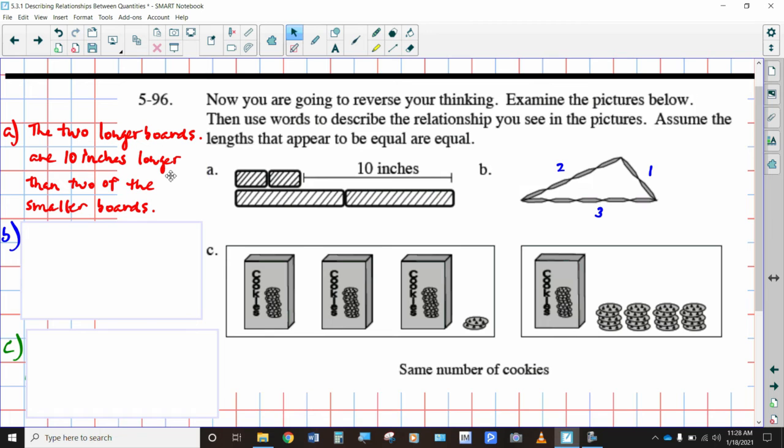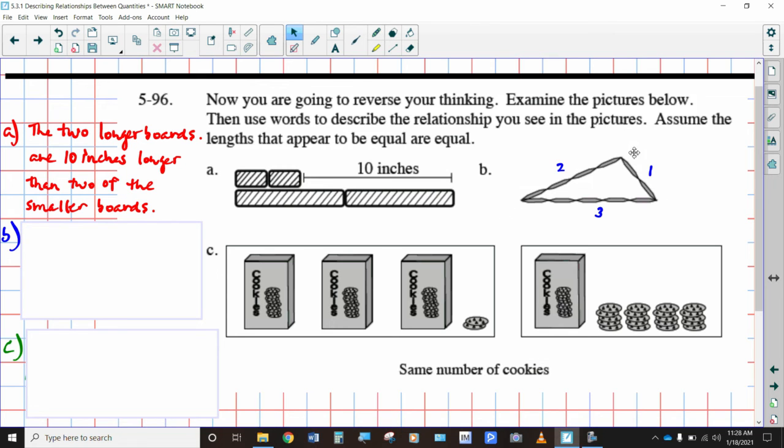So that's what I wrote for my statement to describe that. For part B, we've got three different variables, right? You've got the shorter side, the longest side, and then the side in the middle. You can just easily say side 1, side 2, and side 3.